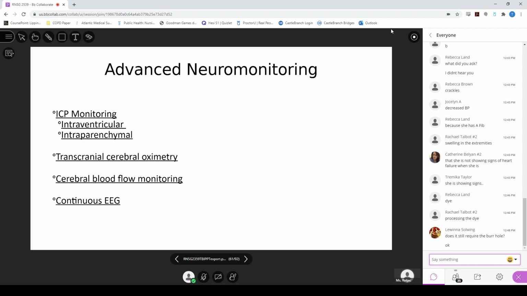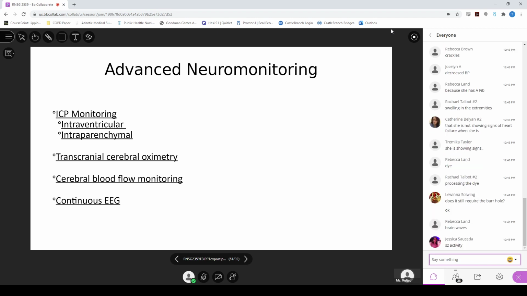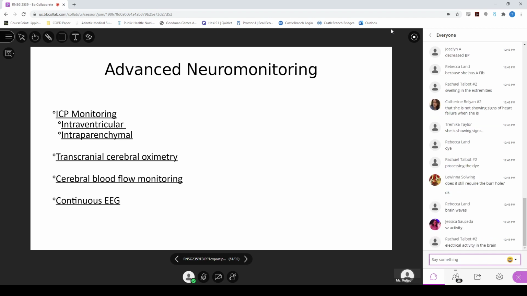And then you have the continuous EEG, which, what does that tell us? Yeah, the EEG tells you about the brain activity, the waves, detects seizures, the electrical activity of the brain. That's right. Okay.